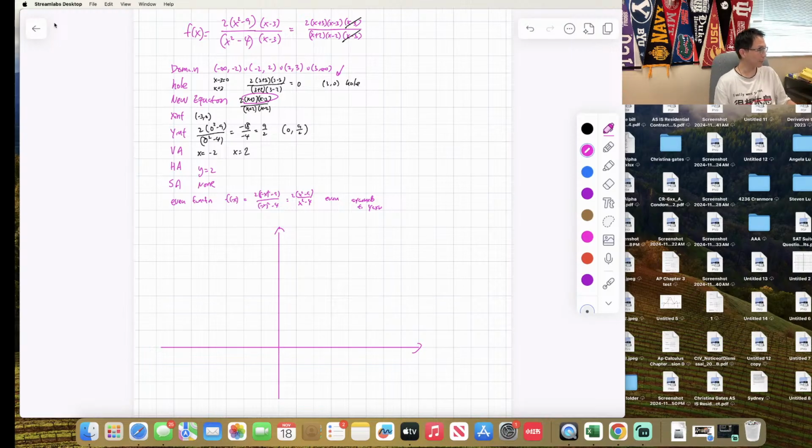Graph your vertical asymptote, your horizontal asymptote, your point, your hole, your y-intercept, x-intercept. All those things, go ahead and graph in. But then if you want to see how they behave right next to the vertical asymptote, you have to plug in the number that's 0.1 away and see if they go positive or negative. We talked about this last week.